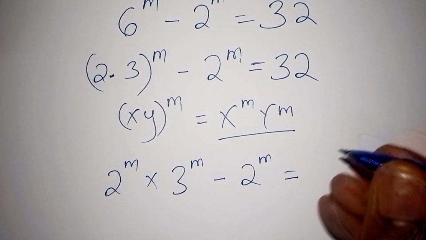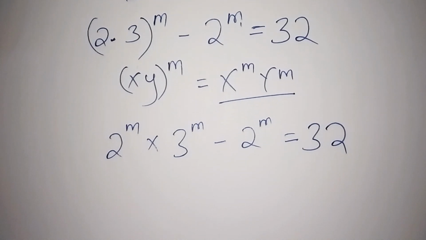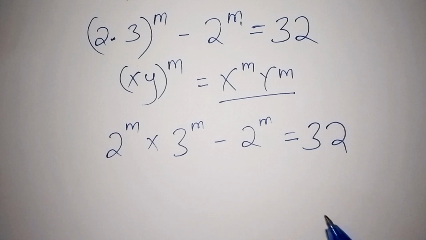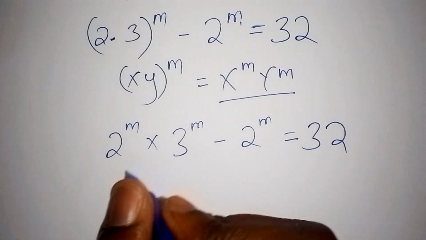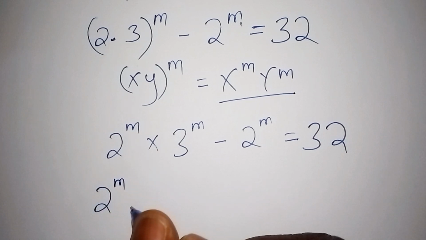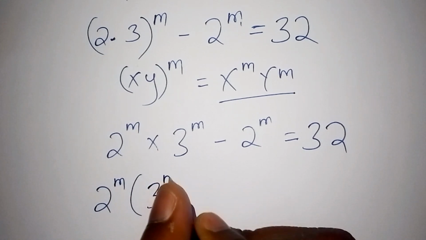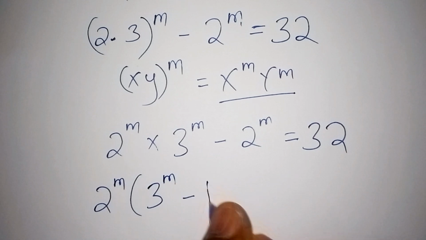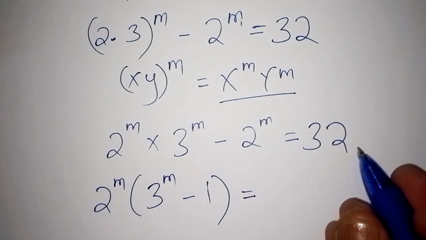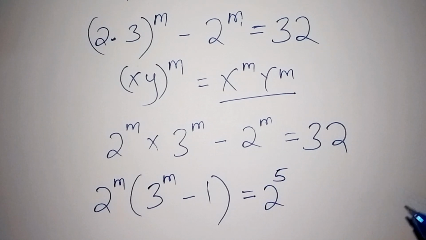So now let's factorize it by checking what is common. You can see that 2 to the power of m is common. So we shall have 2 to the power of m, then in brackets, 3 to the power of m minus 1, close the bracket, is equal to 32. 32 can also be written as 2 to the power of 5.